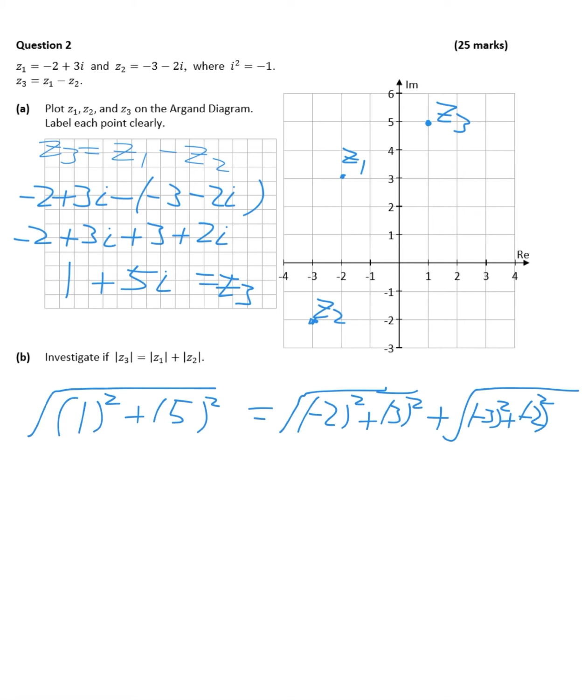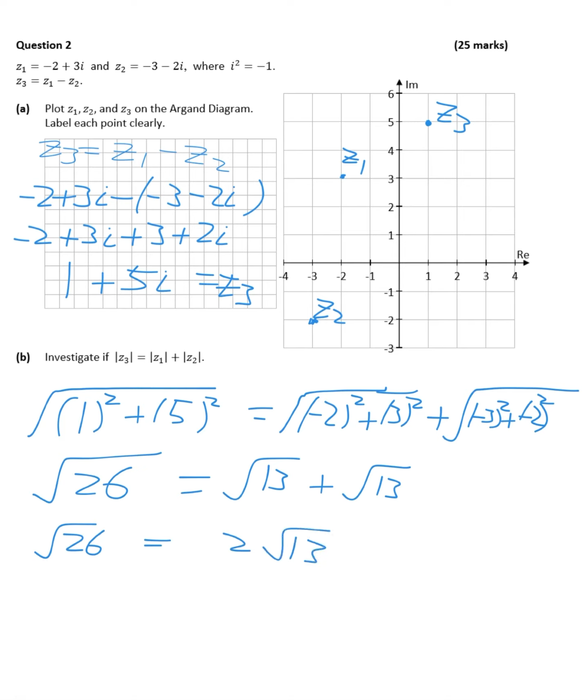Okay, so working these out, this will be square root of 26 is equal to square root of 13 plus square root of 13. And so square root of 26 equal to 2 root 13. And no, these are not the same. If you worked it out in your calculator, this would be like 7.2, and square root of 26 would be 5.09. So we can see that these are not the same. So no.